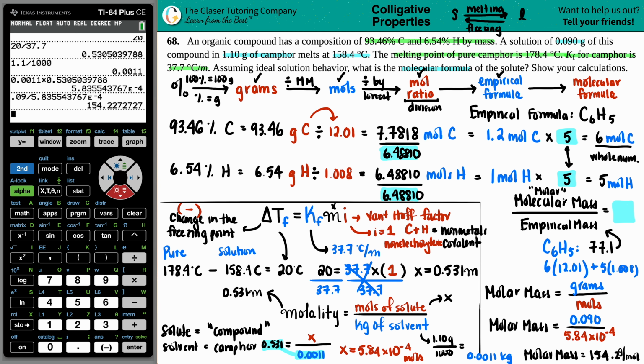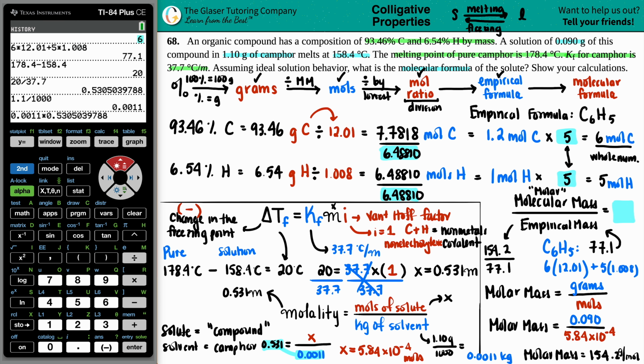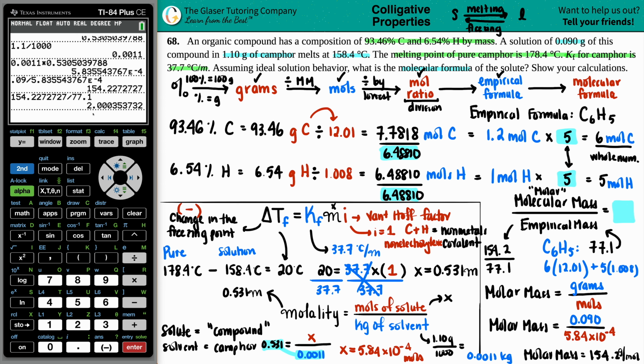Okay, so now we have the empirical mass. Remember we calculated that from before, 77.1. Now we just take the molar mass and divide these two. So the molar mass was 154.2, and I'm going to divide that now by the 77.1 that we did before. It was just 77.1. Divide those two, and whoa, you get very, very close to a whole number.